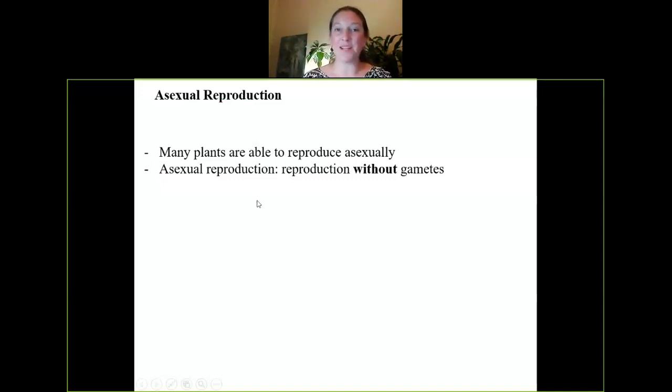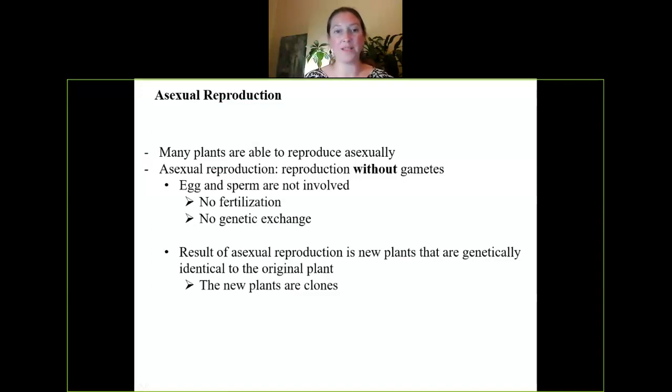Yes, some plants can reproduce without gametes, and the way that happens is it's asexual, it's without sex. There's no egg involved, there's no sperm involved, there's no fertilization involved, there's no genetic exchange involved, right? It's not like two things from two individuals uniting. None of that's happening. So the result of asexual reproduction is you get basically clones of the original plant.